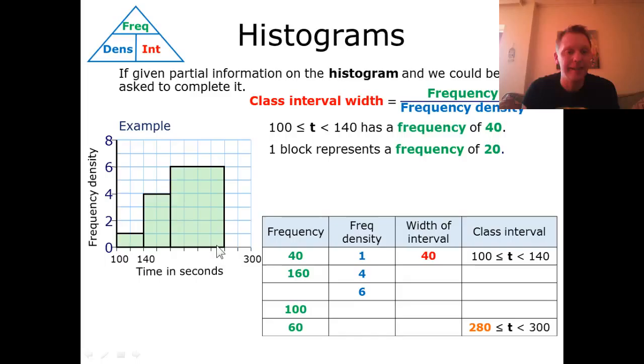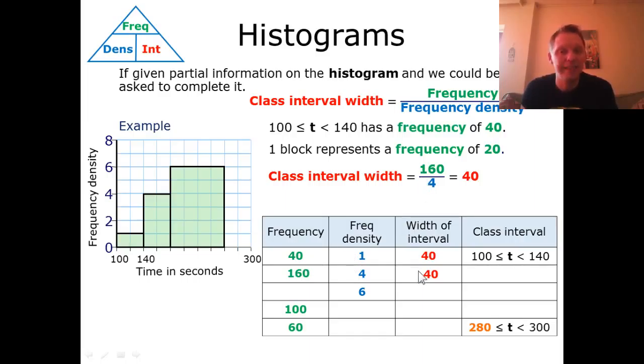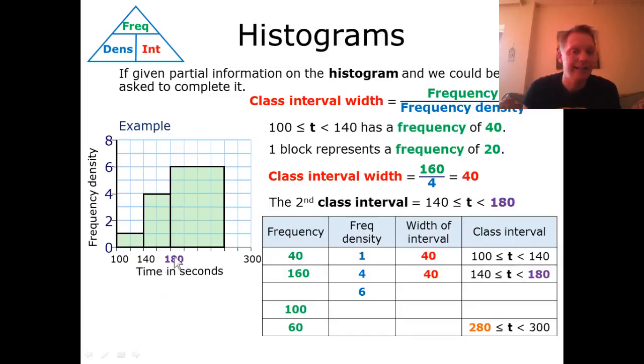So for my next interval of 140, from 140 up to the next, I've counted up the blocks, in which case my frequency for that must be 160. Now from there, my class interval width for this is going to be 160 divided by 40, which gives me an interval width of 40, in which case my next one is going to be 180. I'm going to put in 180 into my histogram, as well as put this into my class interval.